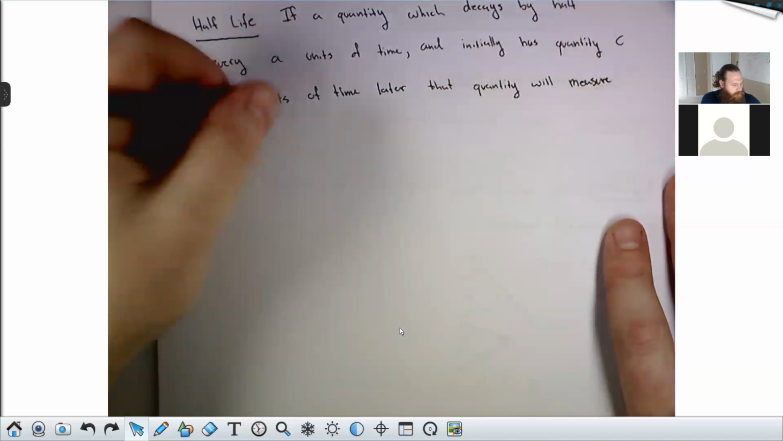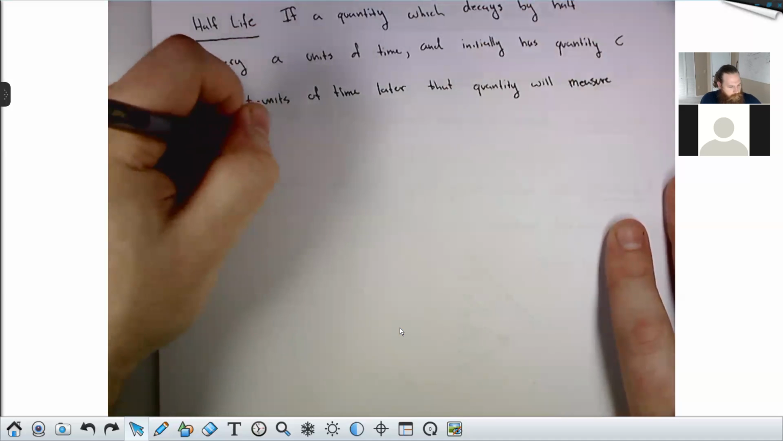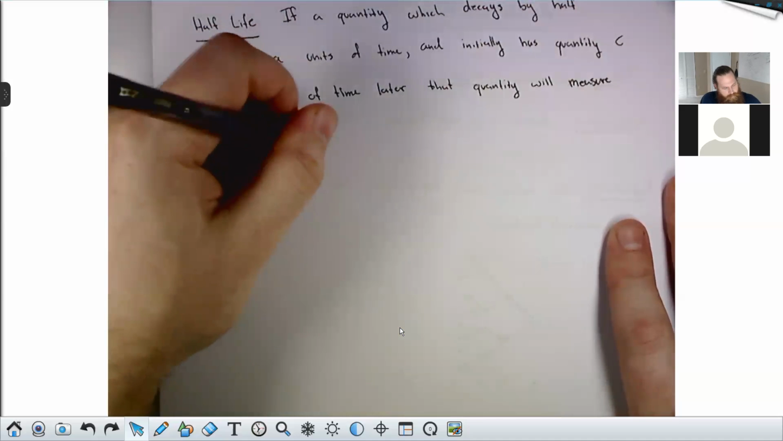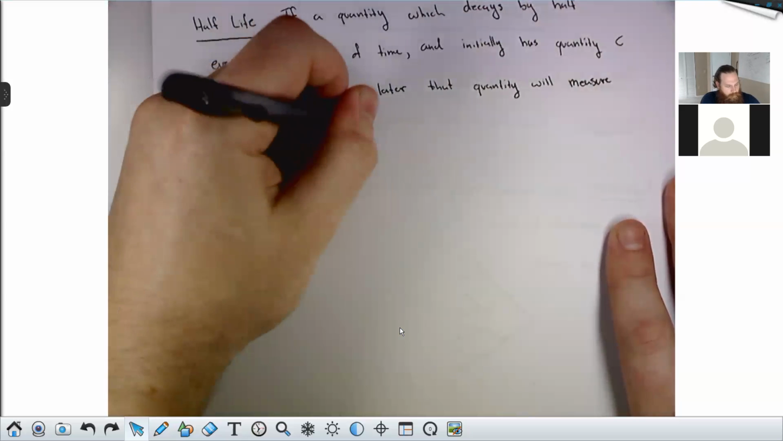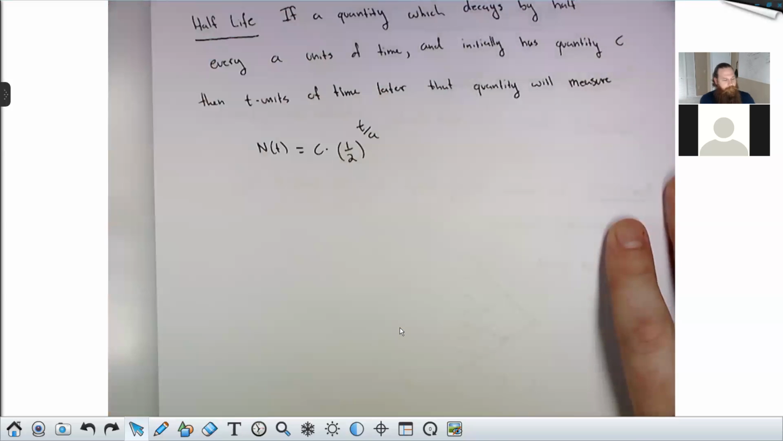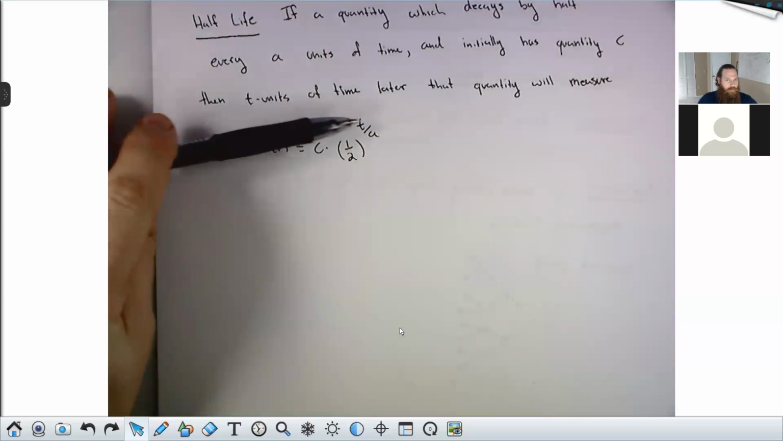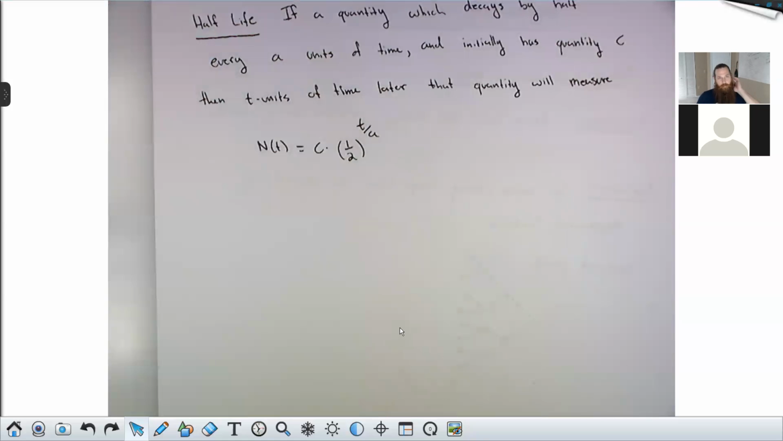I'm not sure what the notation is that your book uses. I'll use just call it N of t again. This will be C times 1/2 to the t over a. And it's the same basic concept. Every time t goes up by A units, this exponent goes up by 1. So you multiply by another factor of 1/2.